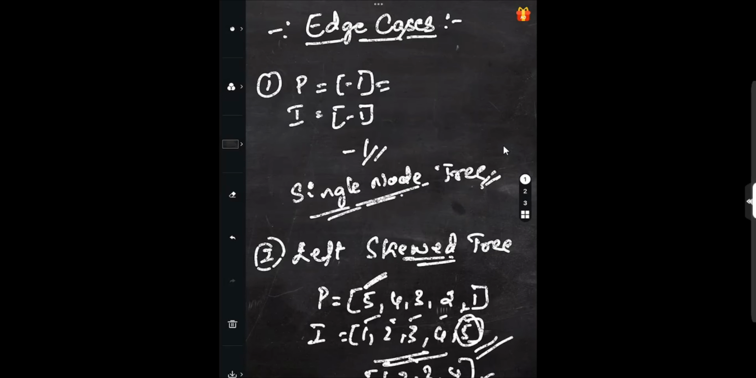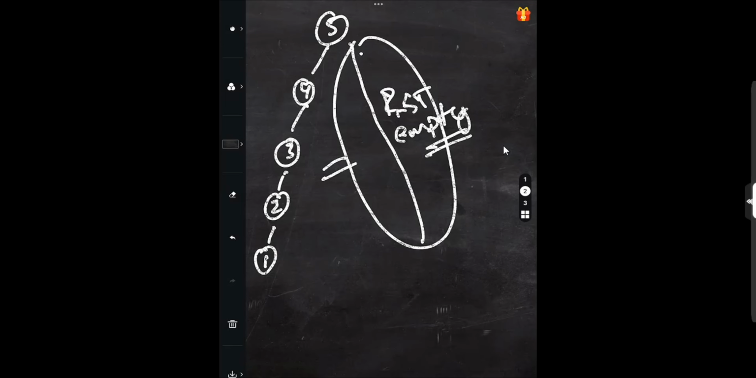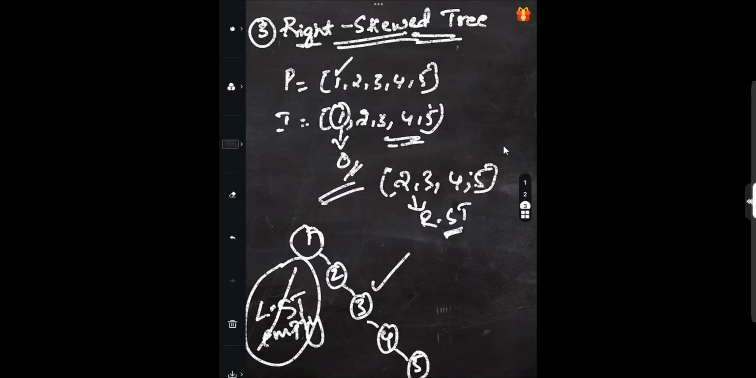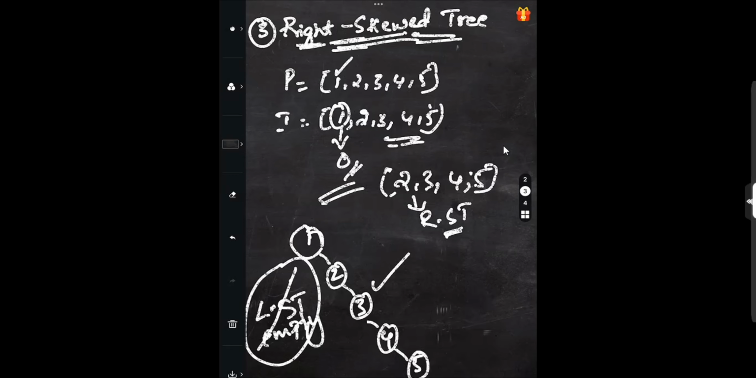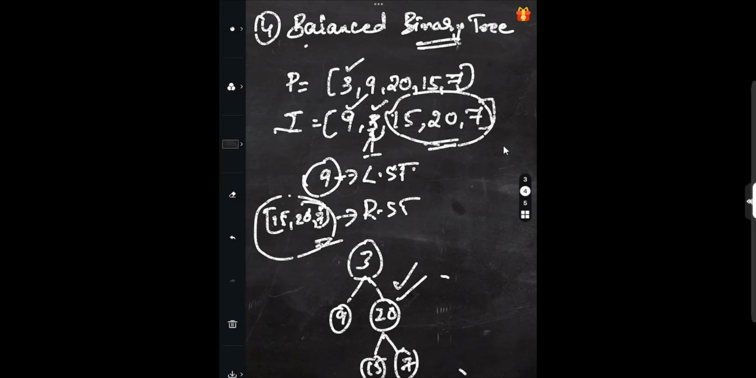So we have discussed 4 edge cases. One is for the single node tree. Second one was for the left skewed tree. Third one was for the right skewed tree. And the fourth one, or the final one, was for the balanced binary tree. I hope all the edge cases are clear. So next, let's start writing the code.